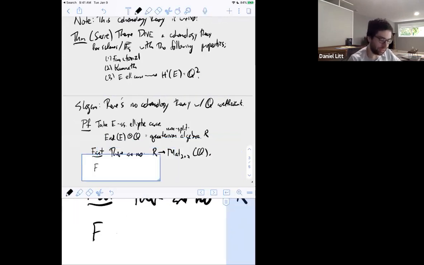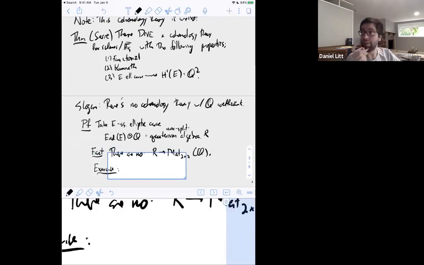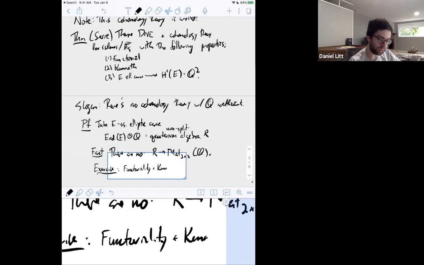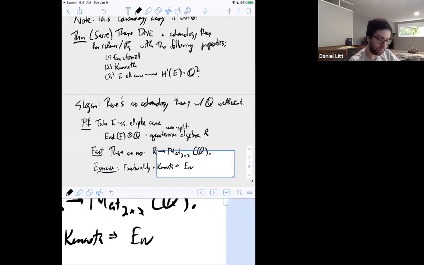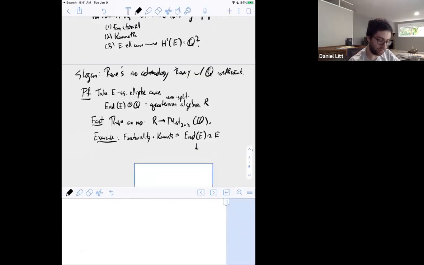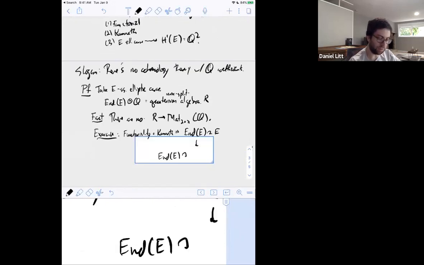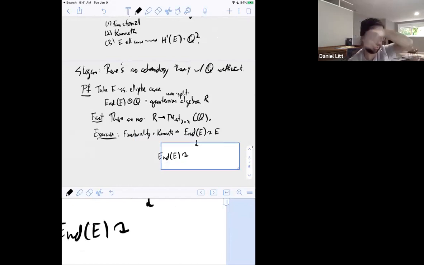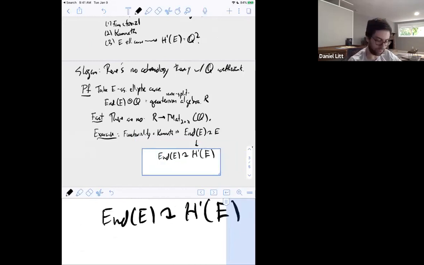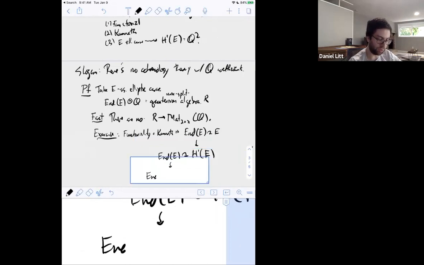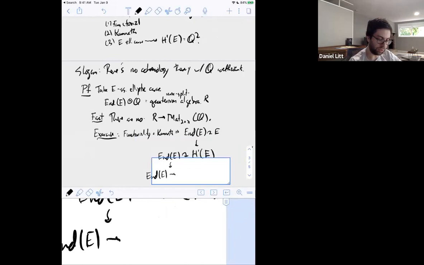So the exercise, which you should try to do when you get home, is that functoriality plus Künneth implies that the action of the endomorphism algebra on E gives you an action of R, meaning the content here is that it's additive, on H^1 of E. And what is an action on a two-dimensional vector space? It's an algebra homomorphism to 2x2 matrices over Q. And that's a contradiction.